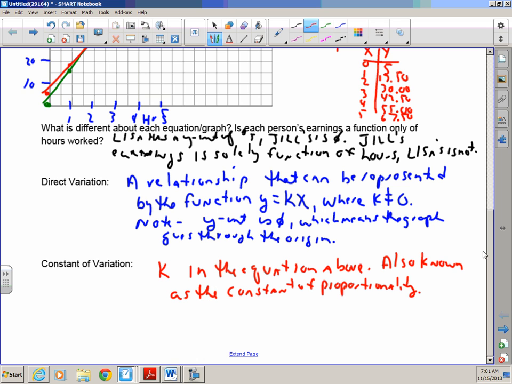So, again, all we're talking about today is a scenario where we have a relationship where the dependent variable changes by some constant value only. Okay? All right? So let's take a look at a couple of examples.